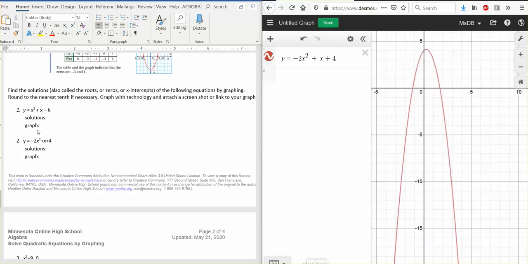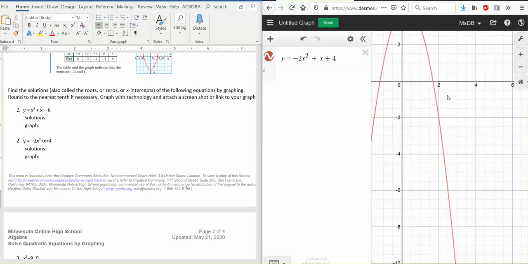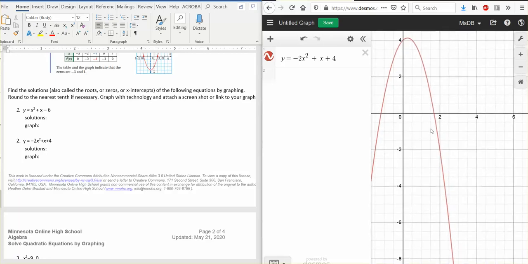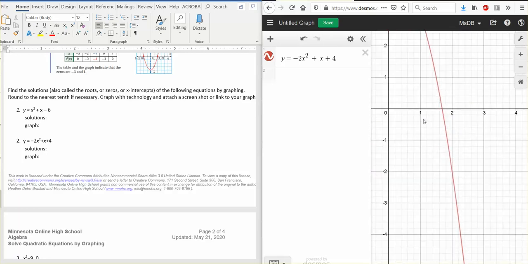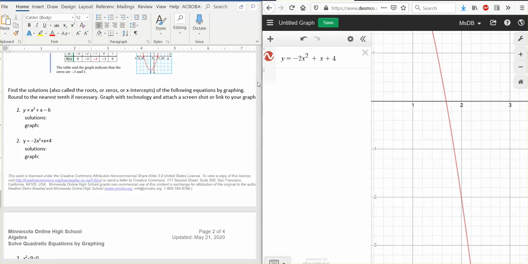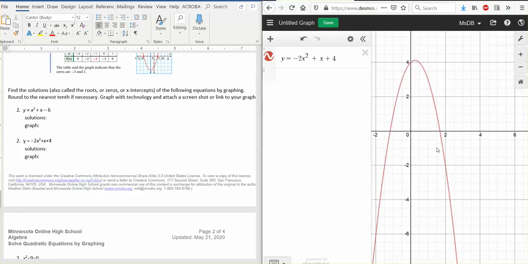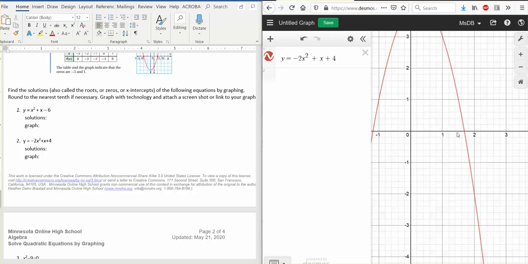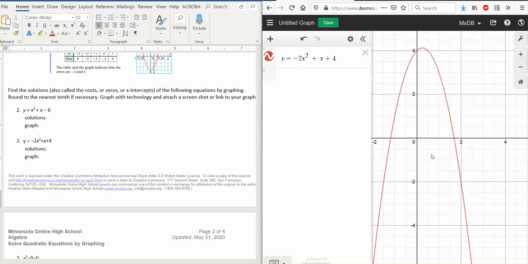Now we are supposed to be finding, this is number 2, the solutions, which are the x-intercepts. So if I just look at this, I'm not sure exactly what they are. I can zoom in more. Oh, there, I can see that this one here is between 1 and 2. So you can zoom in to get a little bit better look, but then you kind of lose what the graph looks like.